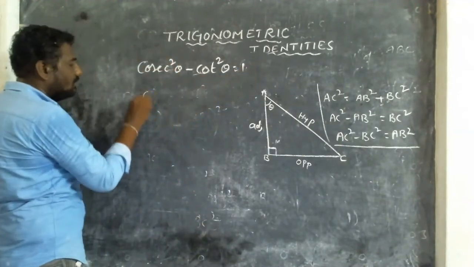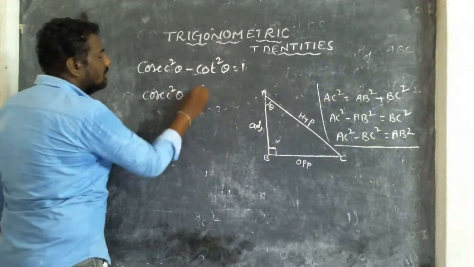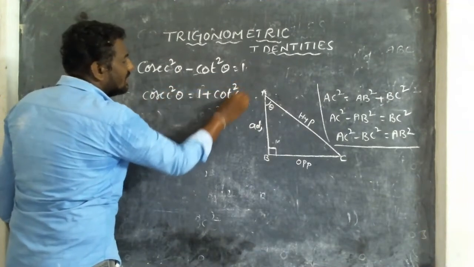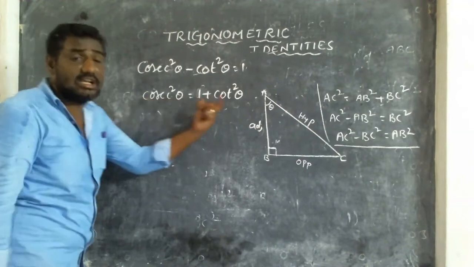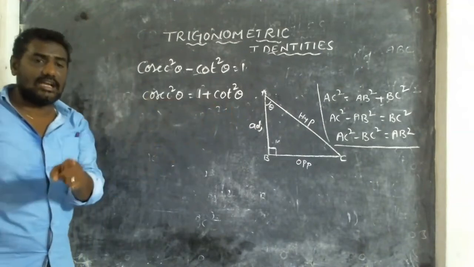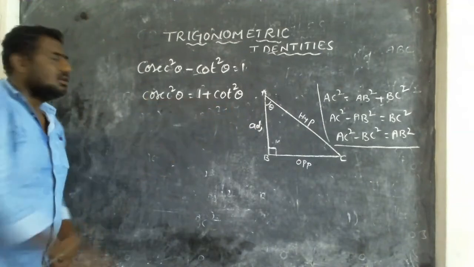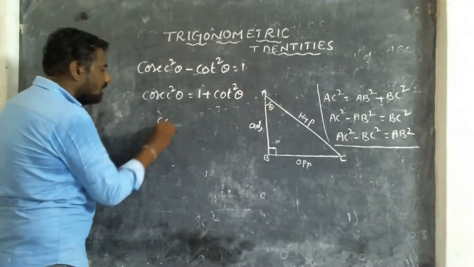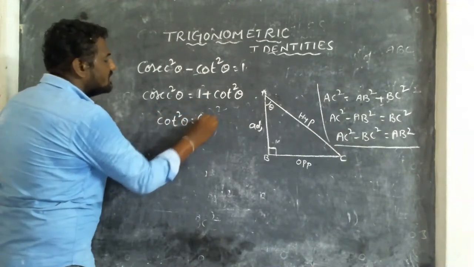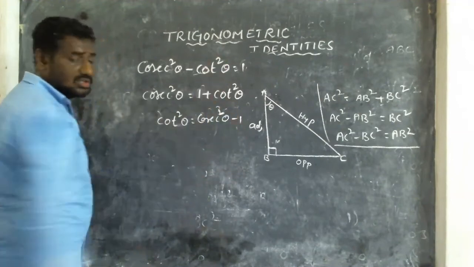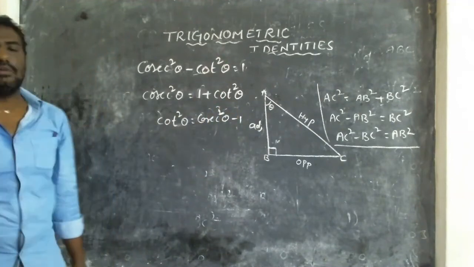First, you send cot square to the other side: cosec square theta equals 1 plus cot square theta. Same as the previous one, but this relation is between cosec and cot. Now you send 1 inside, then what you get is cot square theta equals cosec square theta minus 1.